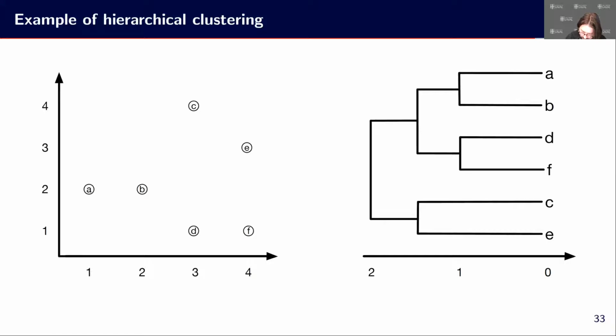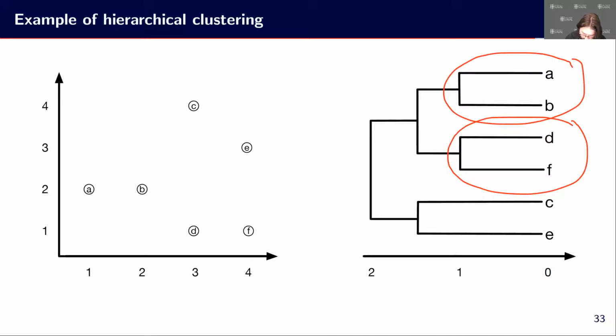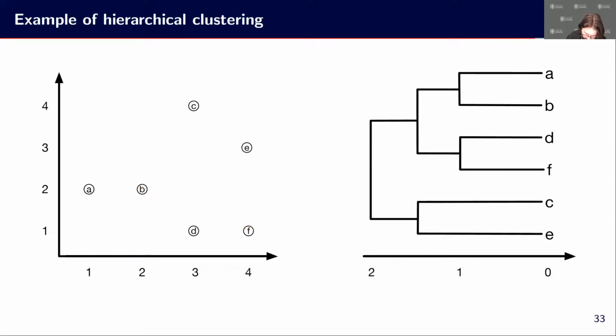In fact, the samples A and B are merged, and the samples D and F are merged at distance 1. And that makes sense: AB is at distance 1 and DF is at distance 1. So these two are merged at the same distance. So this is where they are, and these are the first two groups created.